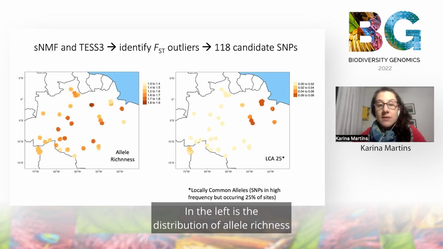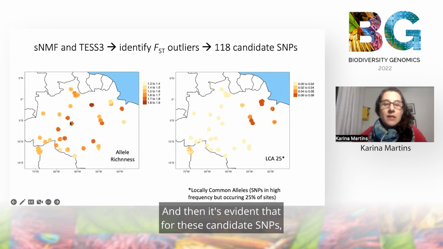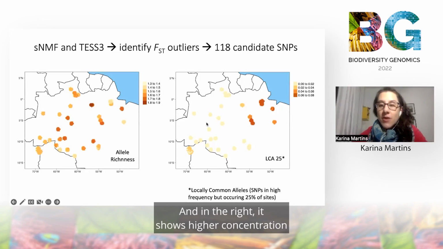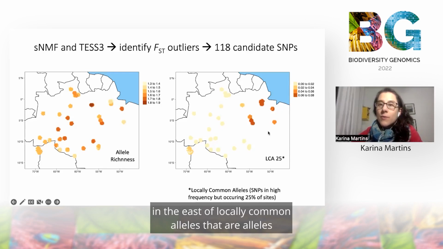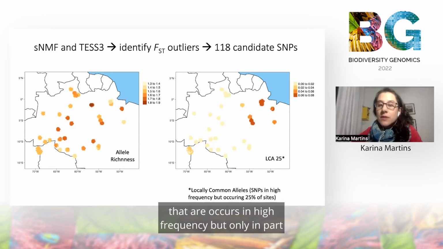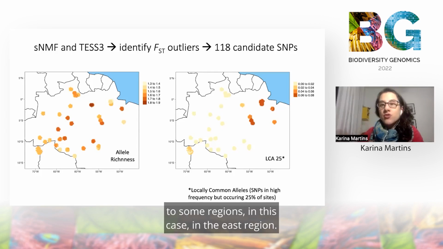On the left is the distribution of allele richness in these 118 SNPs, and it's evident that for these candidate SNPs, the central area shows higher genetic diversity. And on the right, it shows a higher concentration in the east of locally common alleles, that are alleles that occur in high frequency, but only in part of the sites. So these are SNPs that are geographically restricted to some regions, in this case, the East region.